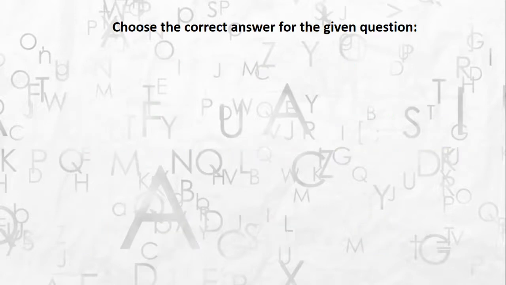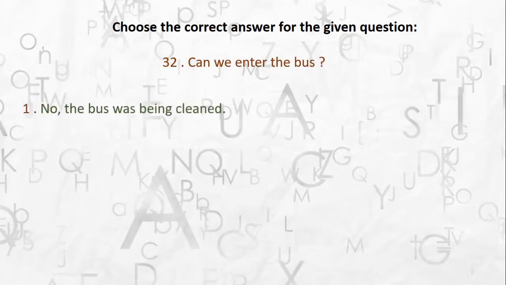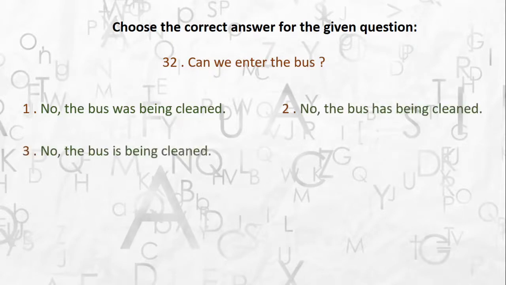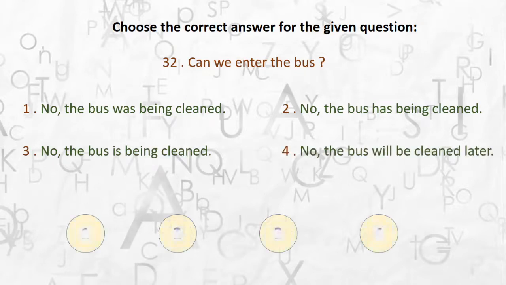Coming to question number 32. Can we enter the bus? No, the bus was being cleaned. No, the bus has been cleaned. No, the bus is being cleaned. No, the bus will be cleaned later. So what will you say? Will you talk about now, or will you talk about yesterday, or will you talk about tomorrow? Yes, it depends on what is the tense of the question. Okay, so the answer is the third one. No, the bus is being cleaned.